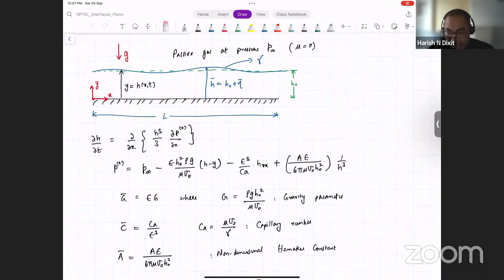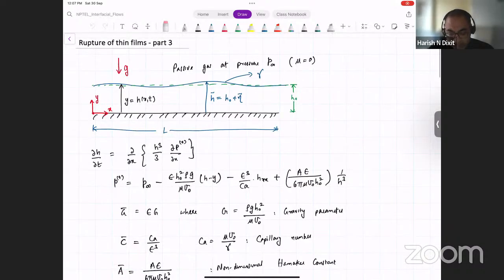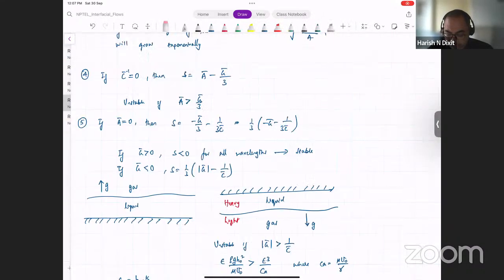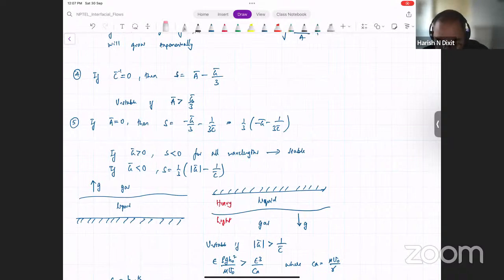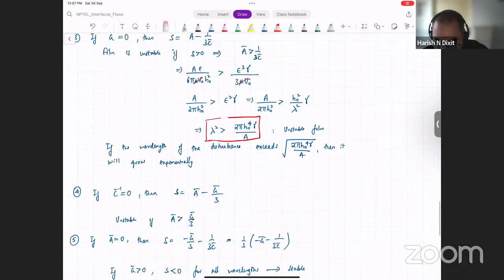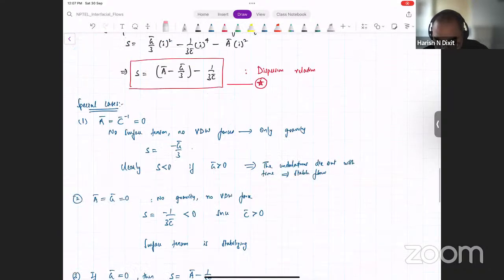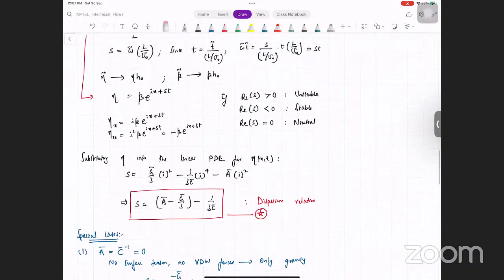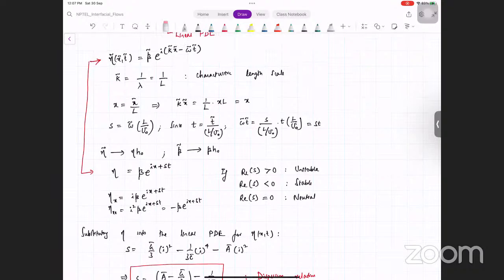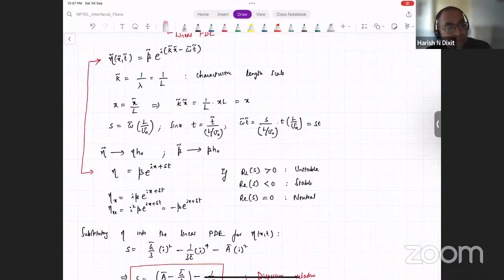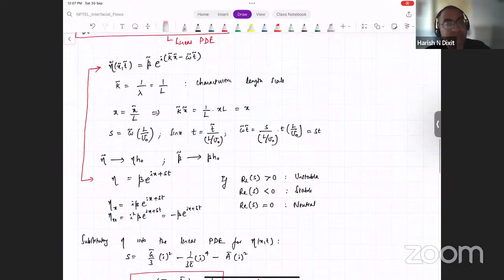So let me tell you the context in which I had done this, and let me just see how we have done this. Here in this fourth part, the way we have essentially done it is eta is beta times e power i kx minus omega t. That part is okay, the first term below the words linear PDE.